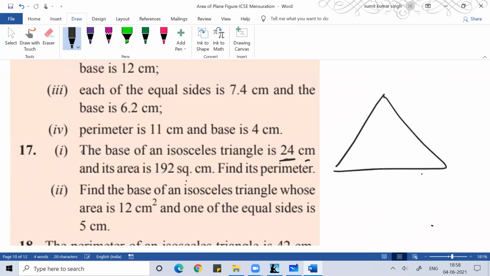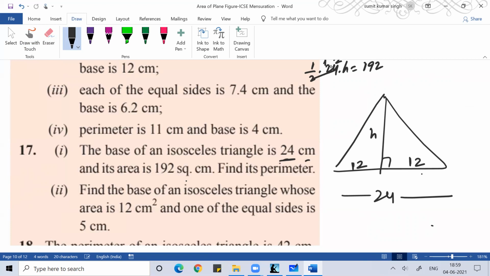So this is the triangle and the base is 24. So this will be 12, this will be 12. Now let the height be h. You know the formula, half into base. Base is 24, height is h, that is equal to 192. If I solve this, I'll get h equal to 16. If h is 16, this would be 20. How 20? Pythagoras theorem. 16 square is 256, 12 square is 144. This will be 400, so this is 20. Once I get this 20, I'll get the perimeter value. I think this is a much easier way.